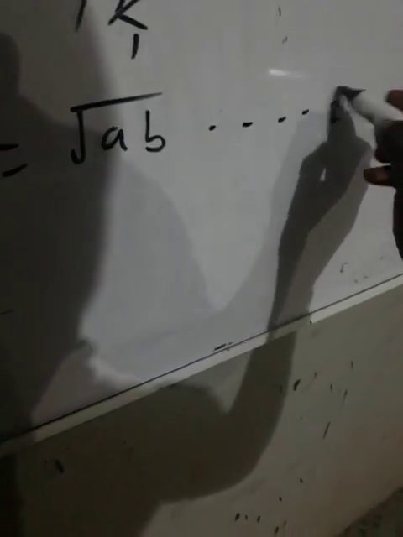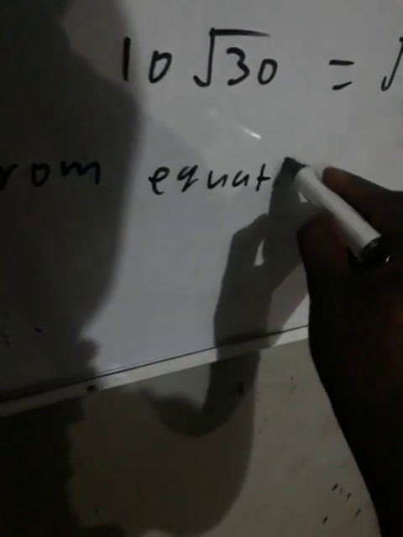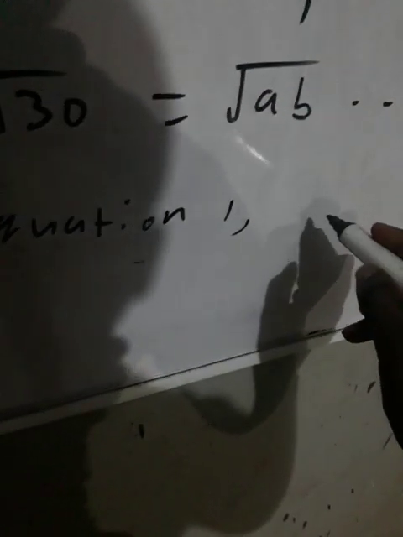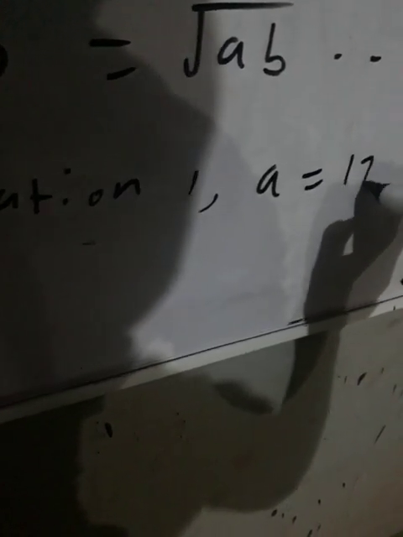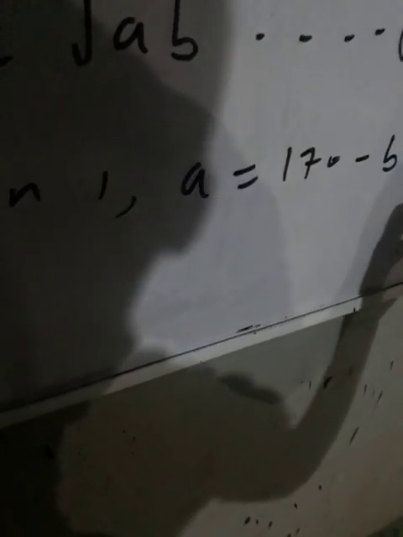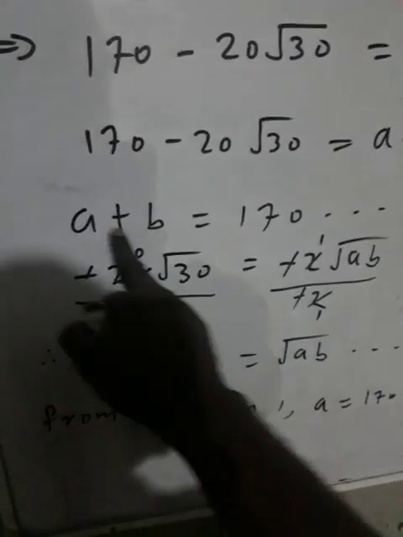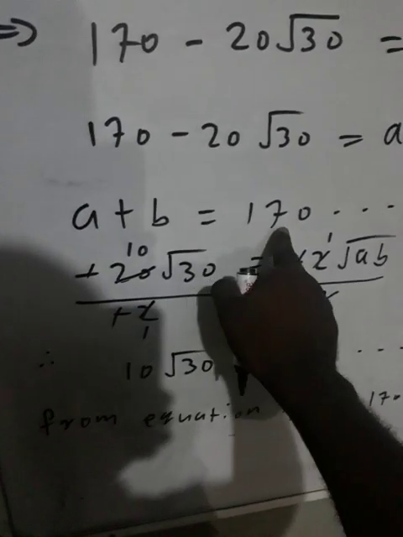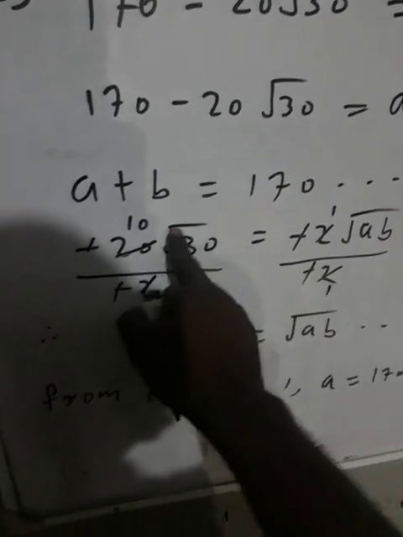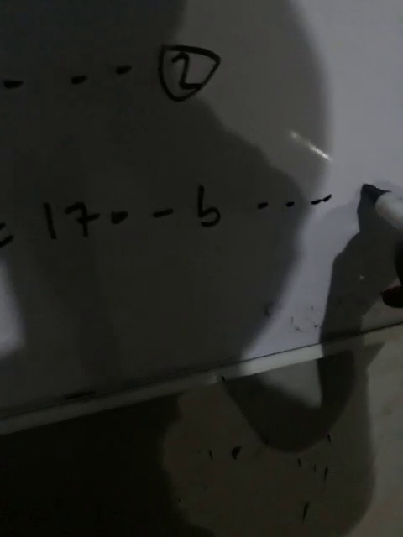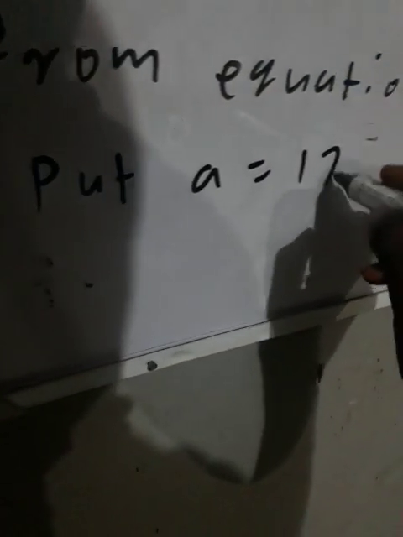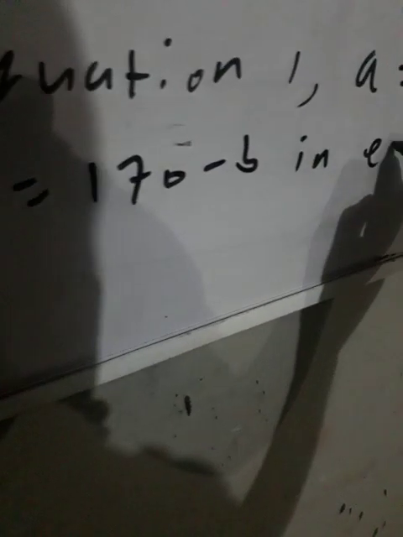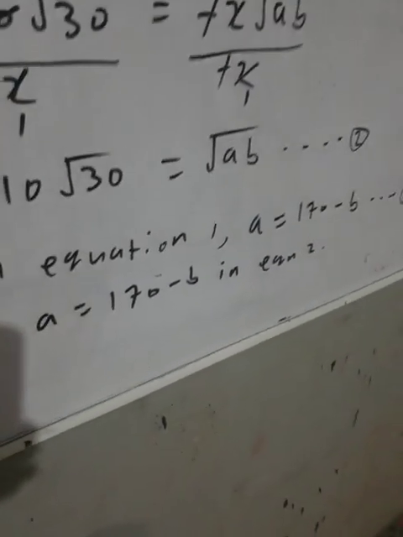Call this equation 2. From equation 1, we have that a is equal to 170 minus b. From equation 1, make a the subject of the formula. So we have that a is now equal to 170 minus b. Call this equation 3. Substitute this into equation 2. Put a equals 170 minus b in equation 2.